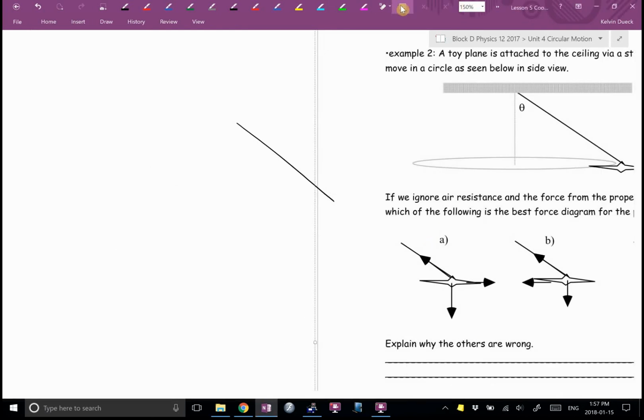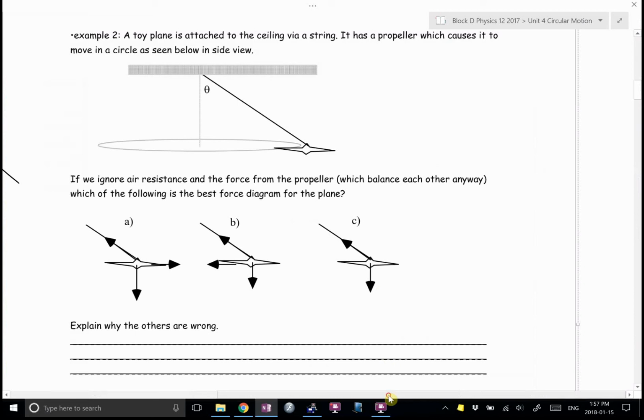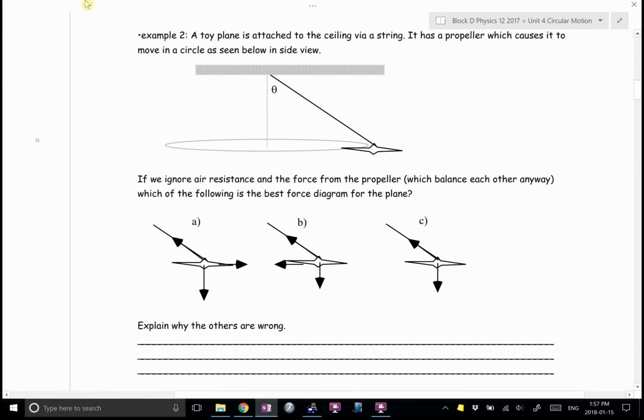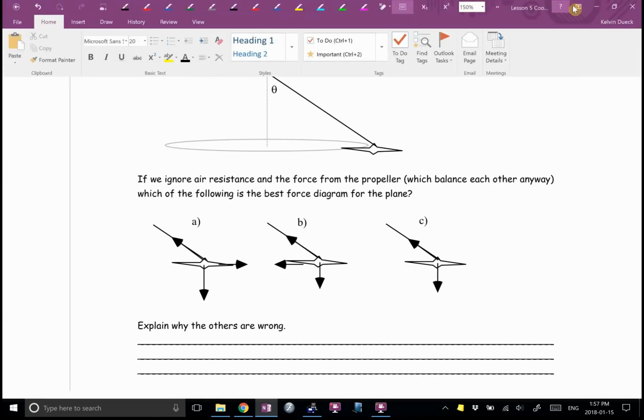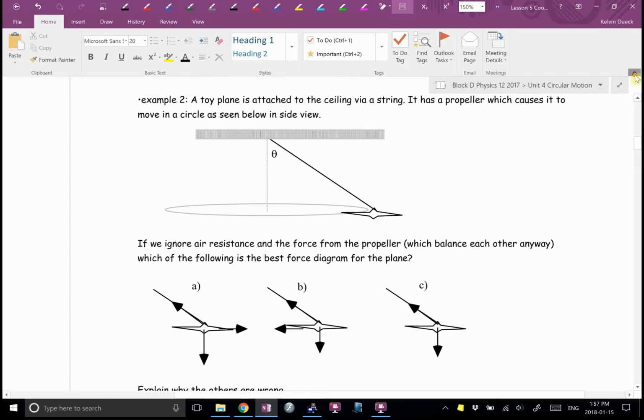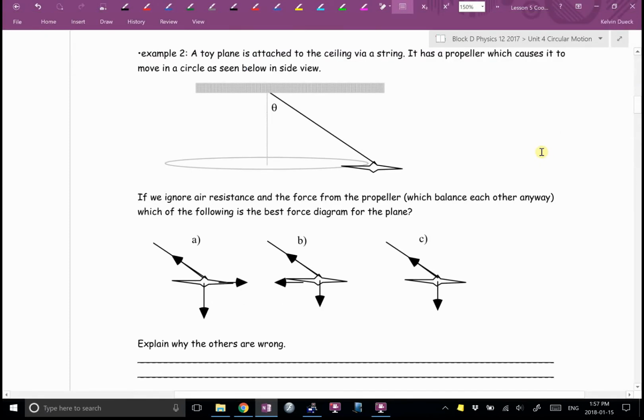Here's our question. A toy plane is attached to the ceiling using a string. The plane has a little propeller which causes it to move in a circle as seen below in the side view. Now, there are 2 forces we're going to ignore. The propeller would be coming out of the board towards us, but air resistance is exactly canceling out the propeller, so it's going around the circle at a constant speed. So we're going to ignore those 2. What's the best free body diagram for the airplane?